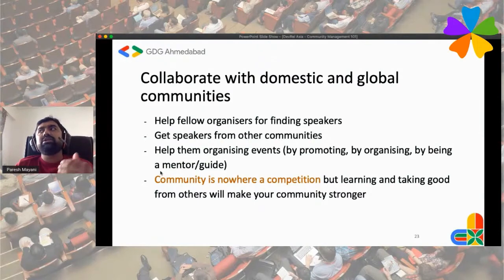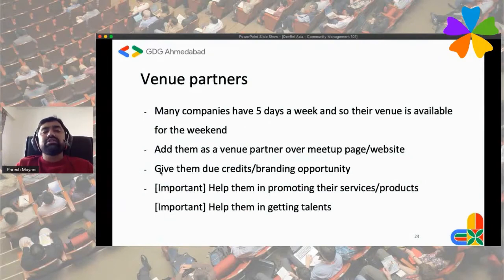So we at GDG Ahmedabad have collaboration with the business and entrepreneurship community, because they are always looking for developers, right? And we are the developers community, so we provide them the right set of talents. Whenever they are looking for venue partners, so many, as I said, your town must be having hundreds of companies, right? So just try to reach out to them and ask them if they can offer their venue over the weekend for hosting an event. So that's how you can do.